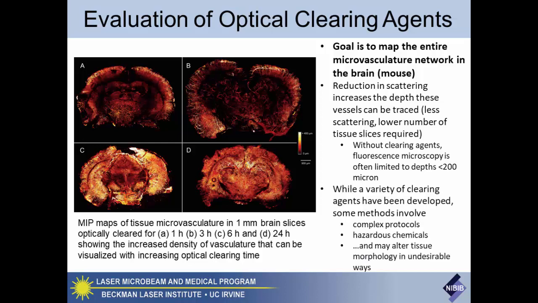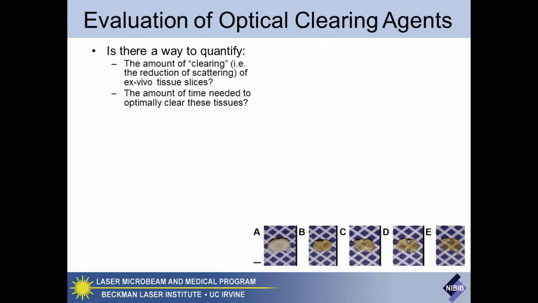So, the question is, do we really understand at what point would be optimal for imaging? How long do you have to soak the tissue in the clearing agent? How does the clearing agent actually reduce the scattering? Is it a reduction in the density of scatterers? Is it a change in the size of the scatterers? Some combination of both? Does it alter the morphology?